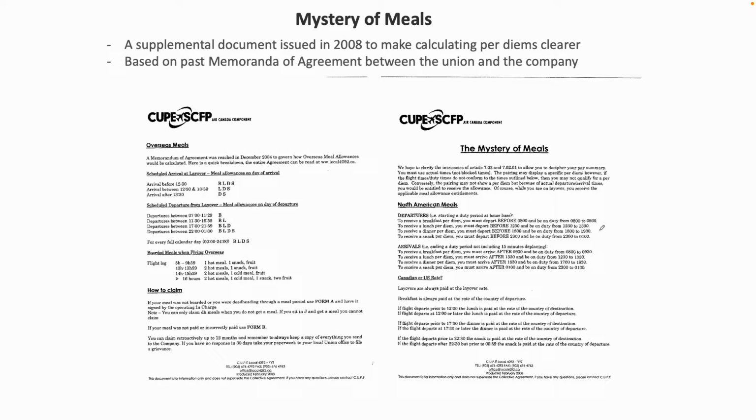So this document is meant to cover all of that, and it's also meant to assist with determining when a Canadian per diem is paid and when a US per diem is paid. So we will look at both of these documents separately. Using the next couple of slides, we'll take one at a time and then break it down.